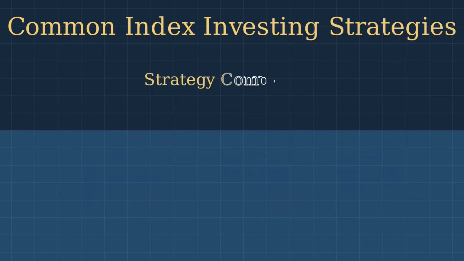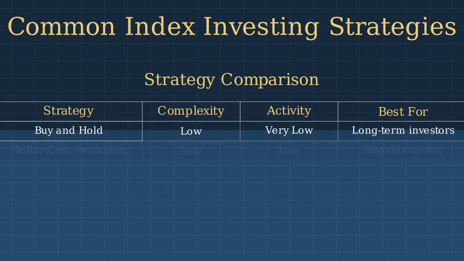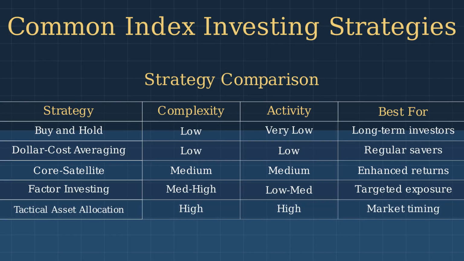Let's compare these 5 common index investing strategies. Buy and hold and dollar cost averaging are simple approaches ideal for beginners. Core satellite and factor investing offer more sophistication for those seeking enhanced returns. Tactical asset allocation requires the most active management and market monitoring. Many investors combine multiple strategies to create a personalized approach aligned with their financial goals and market views.